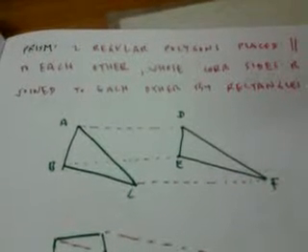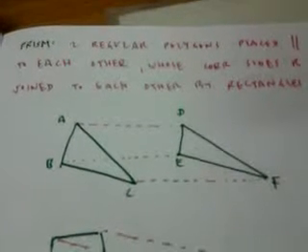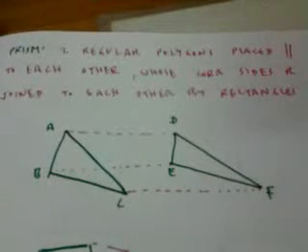A prism can be defined as two regular polygons whose planes are placed parallel to each other and the corresponding sides of the polygons are joined to each other by rectangles. I repeat, a prism can be defined as two regular polygons placed parallel to each other whose corresponding sides are joined to each other by rectangles.